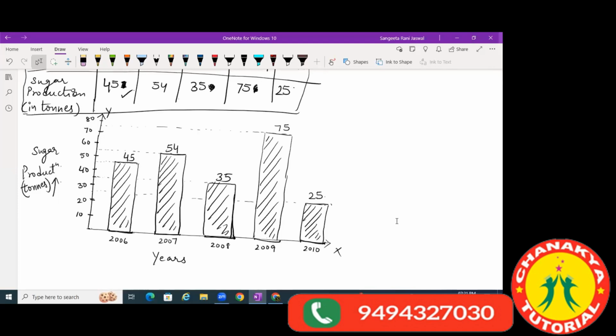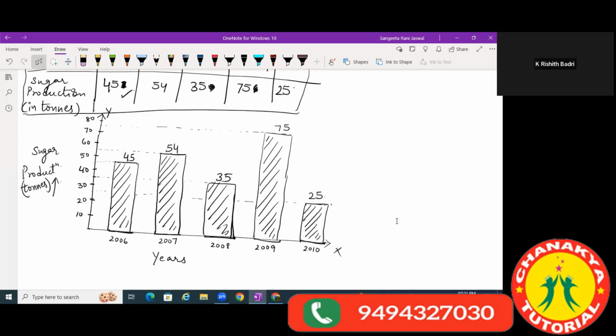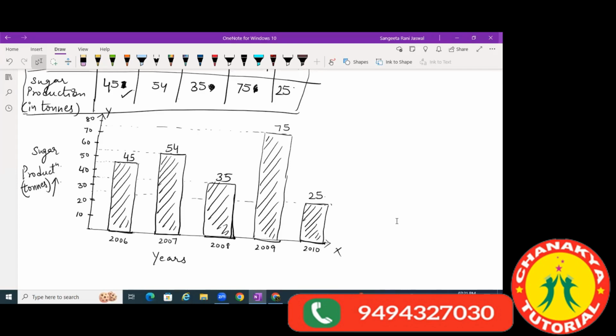So, Sudarshan, you are done. Show me your bar graph. Show me on the screen. Yes, Sudarshan, show me your bar graph on the screen. Can I show my bar graph? Show. Yes. Yes, Rishit, I can see.